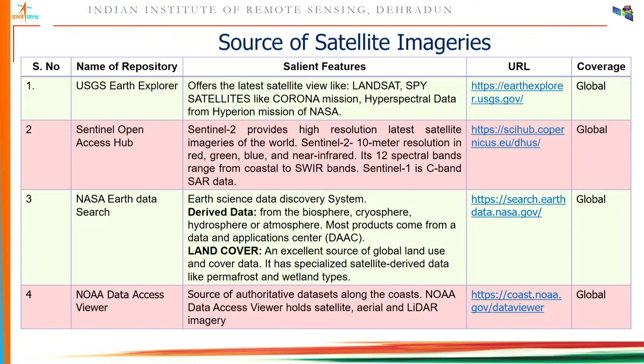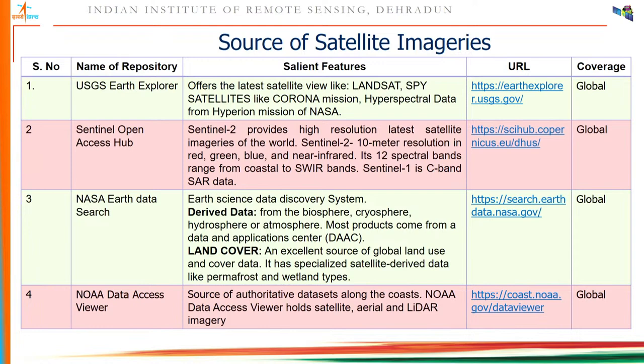And Sentinel-2 is one of the best quality data in its class, which offers around 10 meters spatial resolution in red, green, blue, and near infrared bands. It has around 12 spectral bands, ranging from the coastal to the SWIR band. In addition to that, this open access hub also offers C-band SAR data, synthetic aperture radar data from the Sentinel-1 mission.